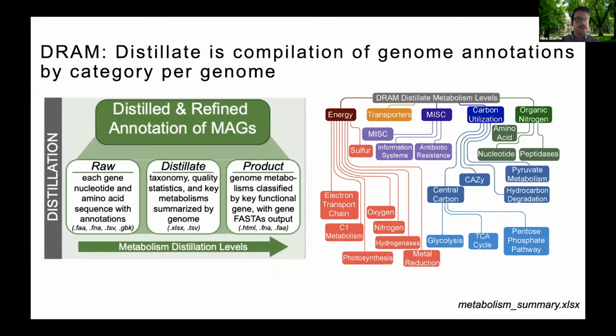Then the next level of summarization is the distillate. So the distillate is taking those raw annotations and summarizing them by function and telling you how many copies of genes with that function are present in your genomes. This tree here on the right gives you an idea of all the different categories that the DRAM distillate covers. So there's a very wide variety here, and we're always looking to work with collaborators to expand this to include more metabolisms that are potentially interesting to the wider community.